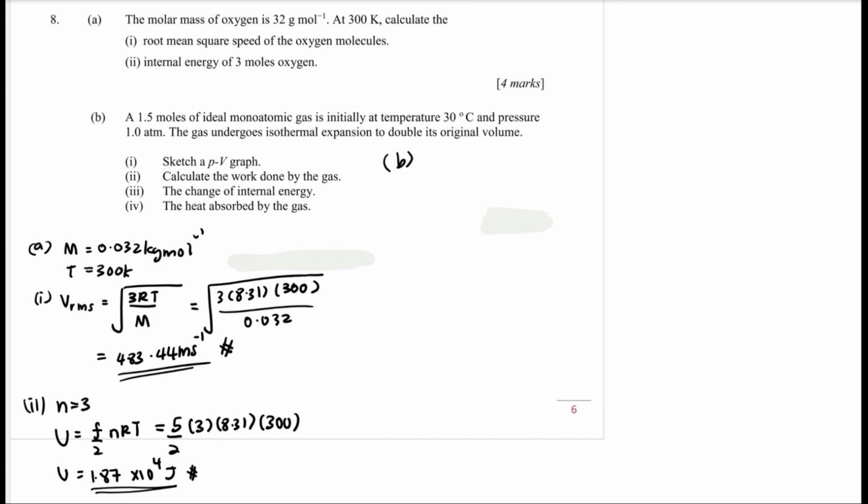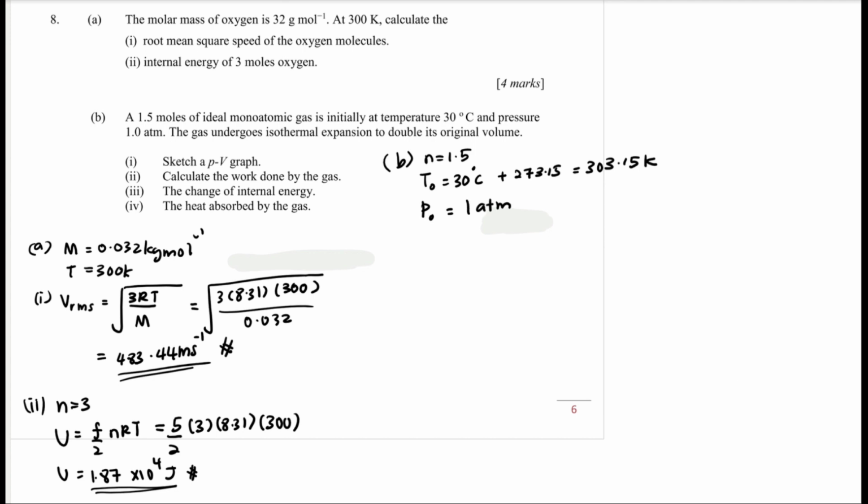A 1.5 moles of ideal monoatomic gas is initially at temperature 30 degrees Celsius. So n is equal to 1.5. T initial is equal to 30 degrees Celsius plus 273.15. Okay, so you can change the temperature to Kelvin. So it will equal 303.15 Kelvin. And then the pressure, the initial pressure is 1 atm.